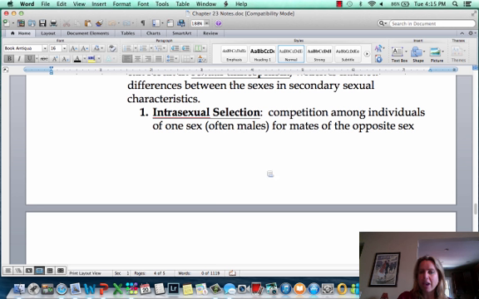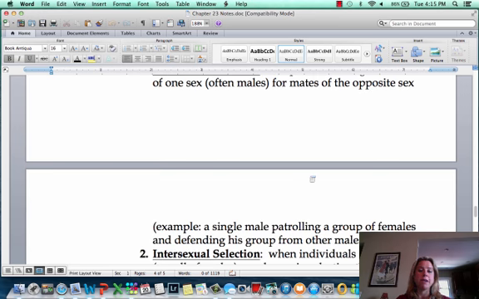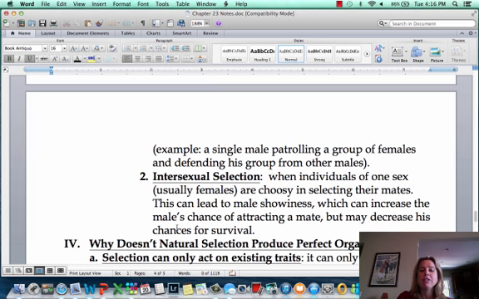So a couple of types of selection. You can have intrasexual selection, which is where you've got competition among one sex for mates of the opposite sex. So they're basically going to be fighting off each other to keep a group of females, right? So a single male patrolling a group of females. And then you have intersexual selection, and that's where you've got usually females being choosy, and so you're going to end up with a lot of showiness like a peacock would have.